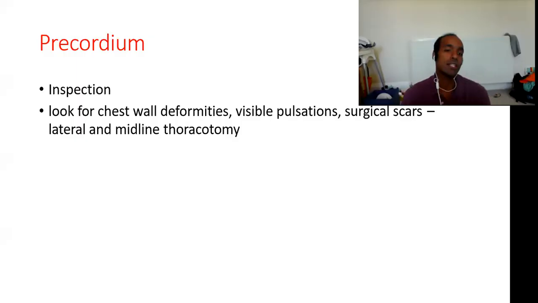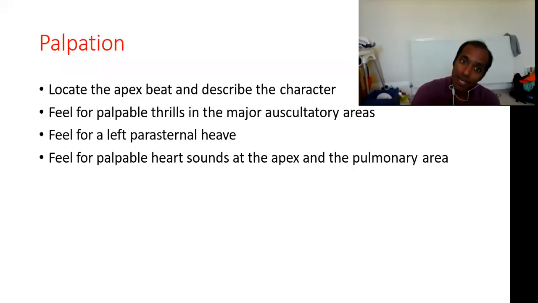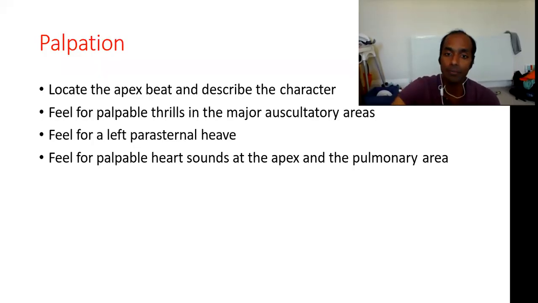Again, you know all of this. Inspection, I have given you a list of things that you look for. Chest wall deformities, visual pulsation, surgical scars, for example. Inspection. Palpation, important thing to do is first locate the apex beat and describe the character.